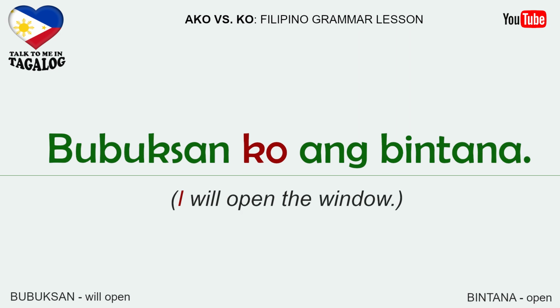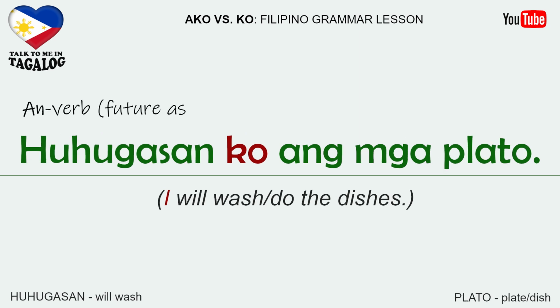Bubuksan ko ang bintana. The verb bubuksan has the suffix an, so this is an an verb. Remember the rule? An verb plus ko. Bubuksan ko ang bintana. I will open the window. Huhugasan ko ang mga plato. I will wash the dishes or I will do the dishes.